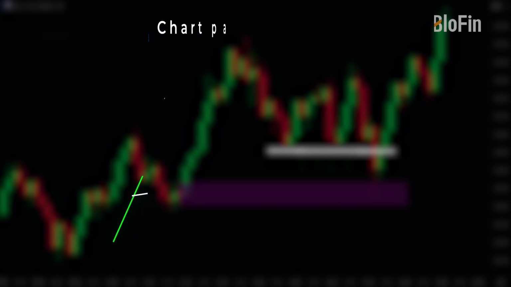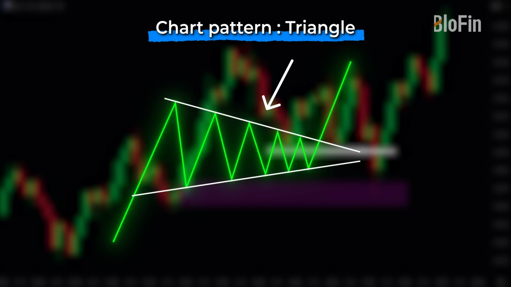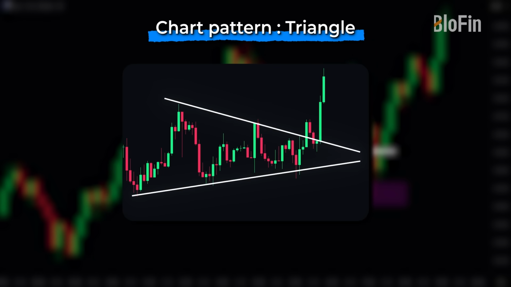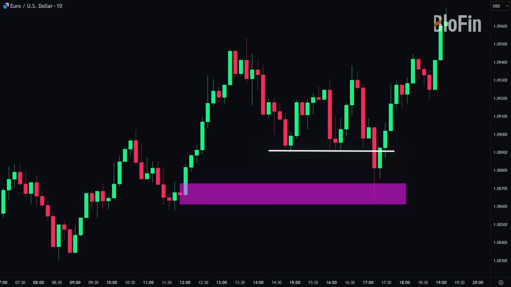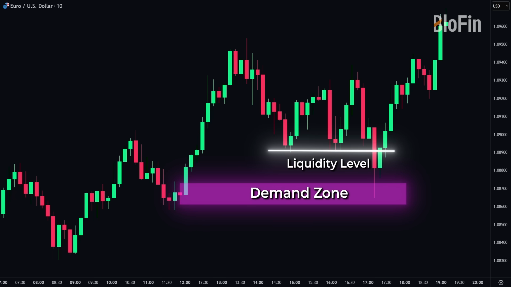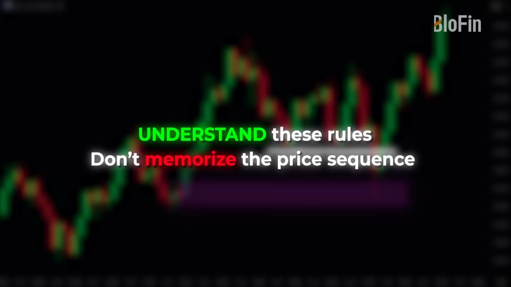For example, in a triangle pattern, you're not trying to find this exact price movement, because price doesn't move like this in a real chart. Instead, you're focusing on the rules that make up the pattern, which in this case are the converging trend lines. It's the same with our liquidity strategy. Don't try to find this exact price movement on a chart. Instead, focus on the key rules that make up the pattern, a liquidity level that formed near a supply or demand zone. That's why it's important to understand these rules, and not just memorize the price sequence.